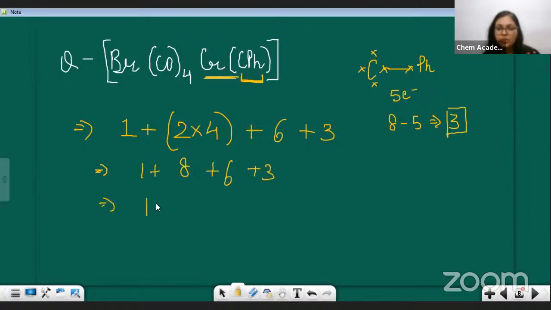So it is coming out to be 18. All right. It means it is stable. It means it is stable again.